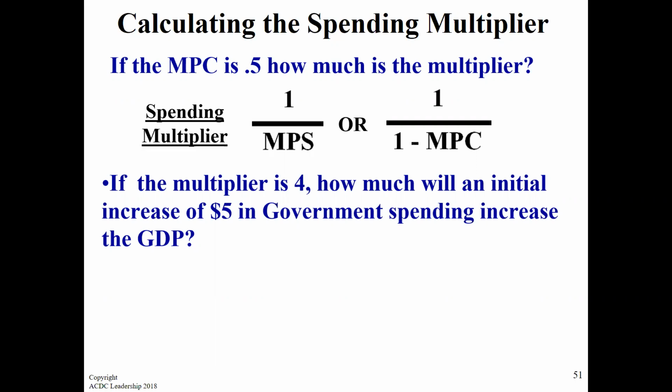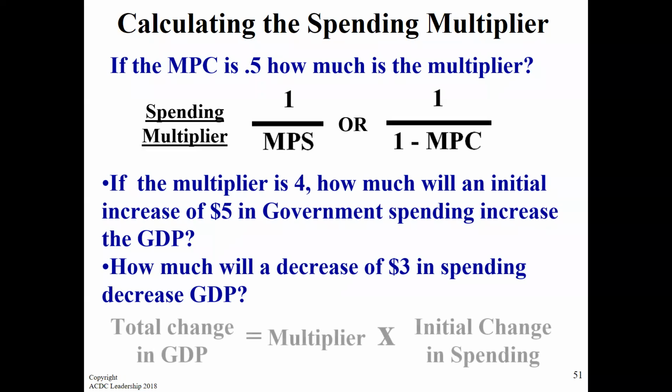John, it's going to be 20. Here is the formula you could use: total change in GDP is the multiplier, which was 4, times the initial spending, which is 5. That formula you're going to use a lot. So Max, put in your photographic memory.